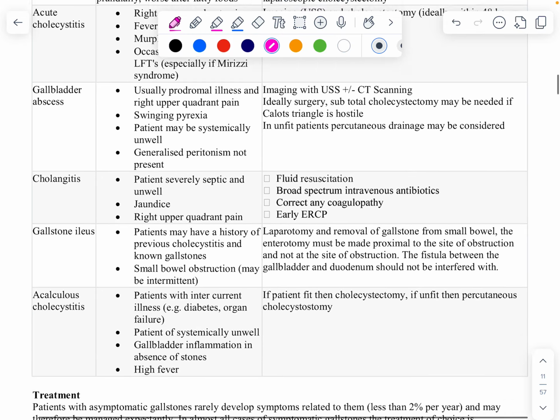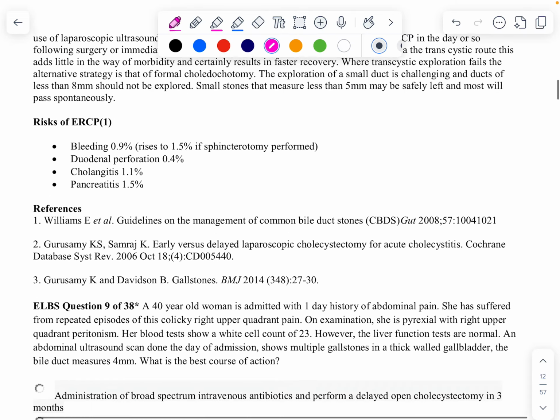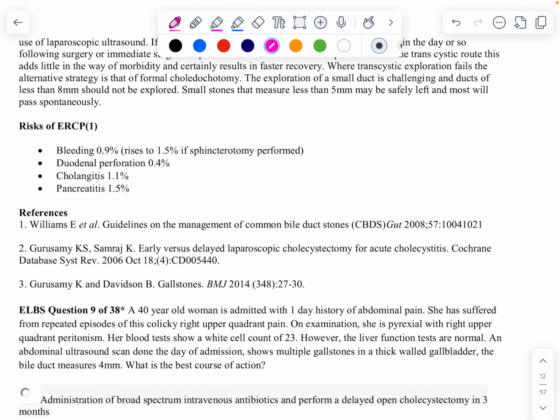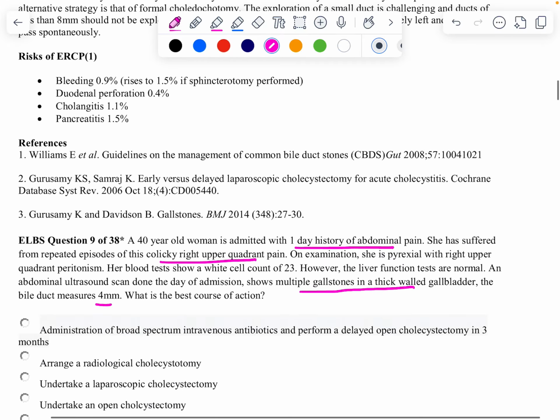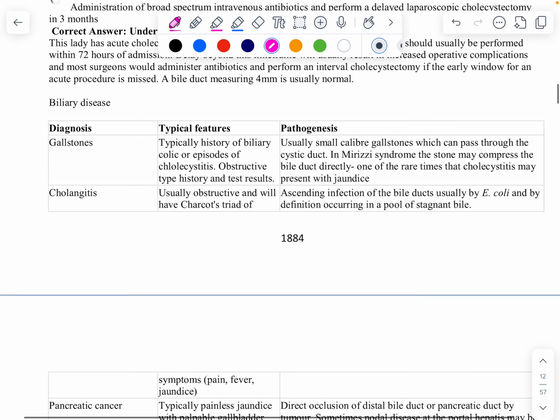Next question is a 40-year-old woman admitted with a 1-day history of abdominal pain. She has suffered repeated episodes of colicky right abdominal pain, with pyrexia and right upper quadrant tenderness. Blood tests show raised WBC count, however liver function is normal. Abdominal ultrasound shows multiple stones with a thick gallbladder wall and a bile duct of 4 mm. This person will require laparoscopic cholecystectomy.